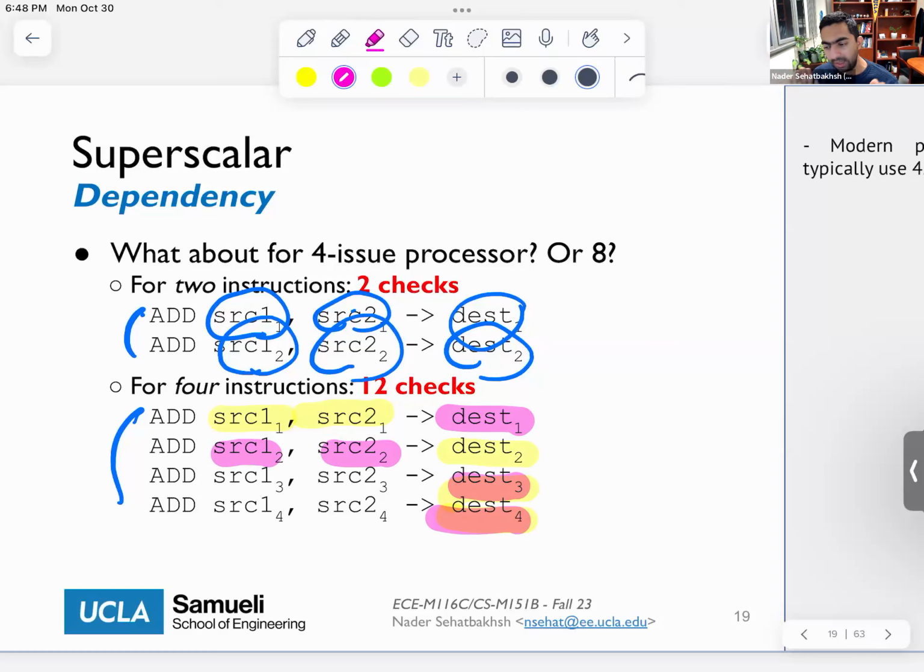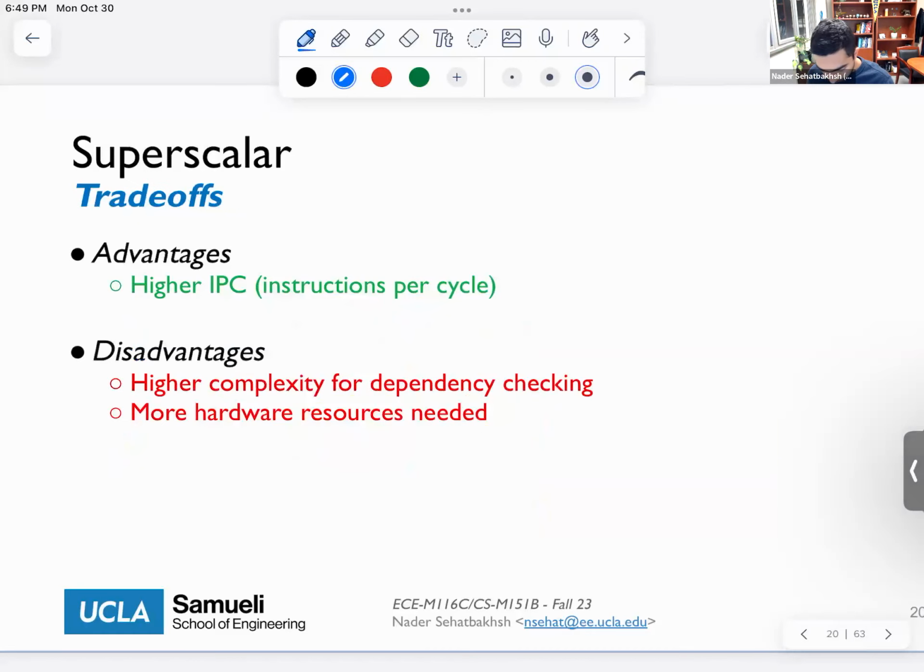the probability that there is some form of dependency between these instructions becomes significantly high. Okay, because for example, if the destination of this instruction is being used by this instruction, then I cannot issue this one and this one in the same cycle, right? I need to create at least a cycle difference between the two, right?